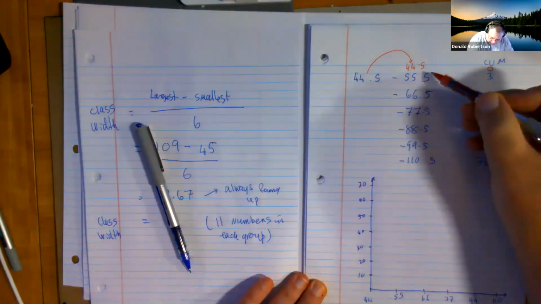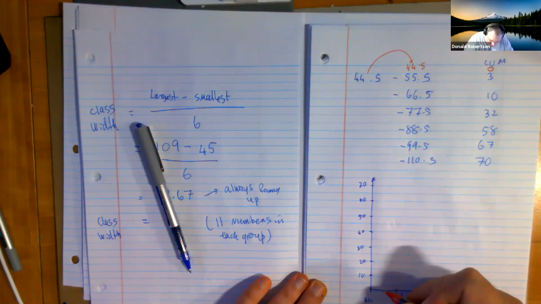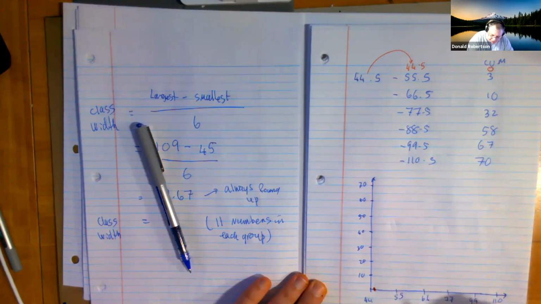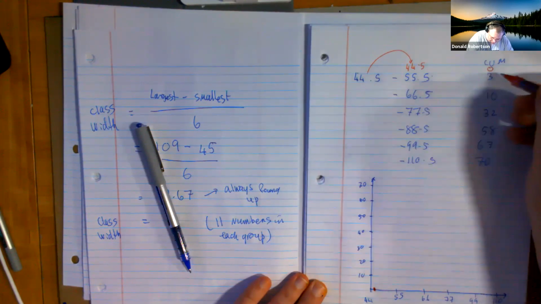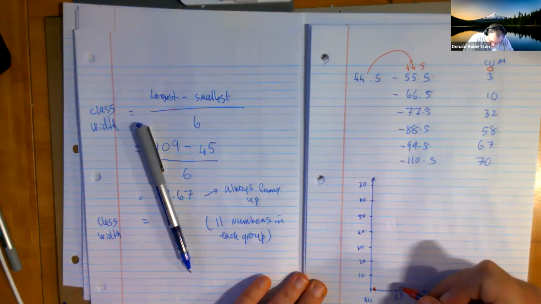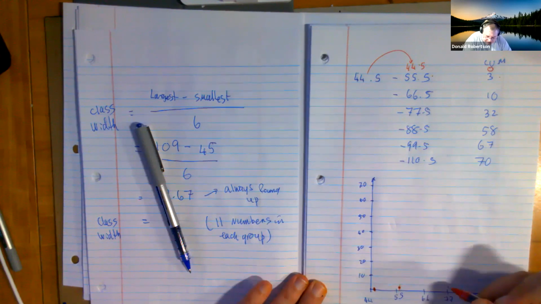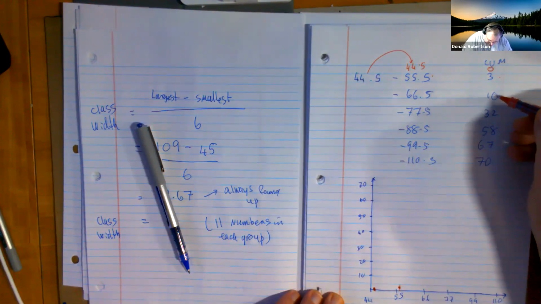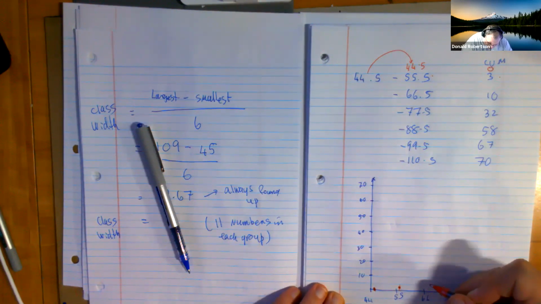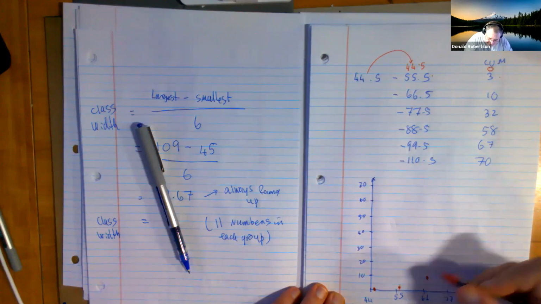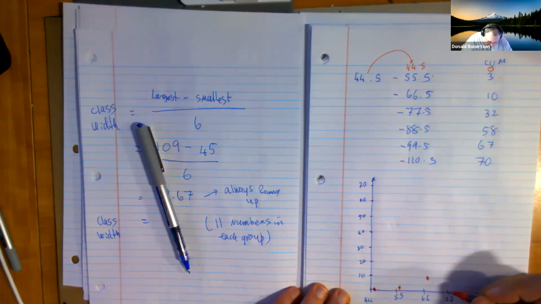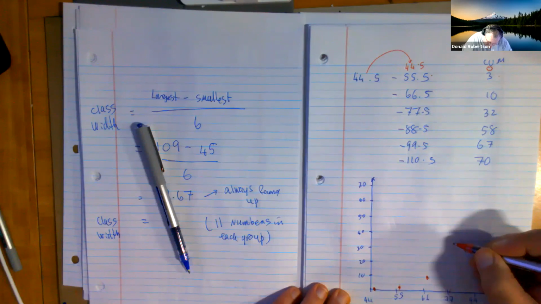So at 44.5, which is about here, I do 0. At 55.5, I do 3. So that's about here, and 3 is about that. At 66.5, I do 10, which is about here. At 77.5, I do 32, which is about here.